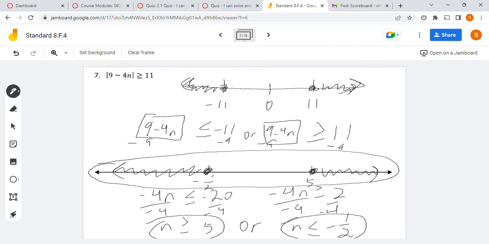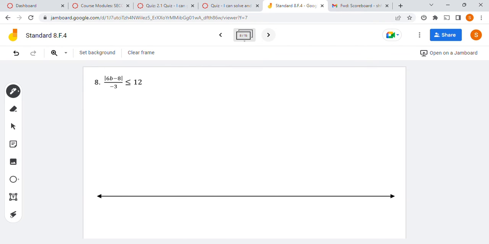On this one, we need to first isolate this absolute value. We cannot think through like we did just a minute ago without isolating the absolute value first.